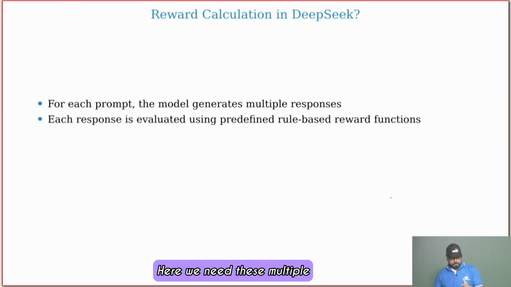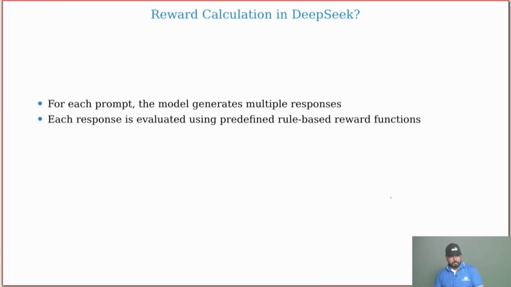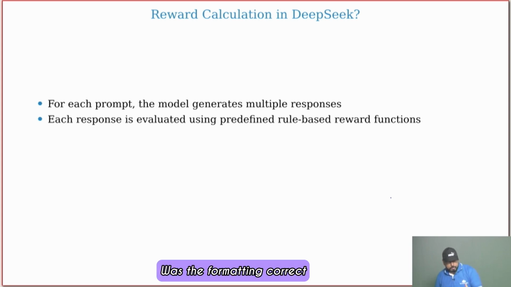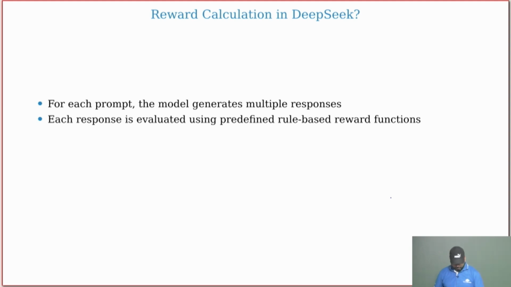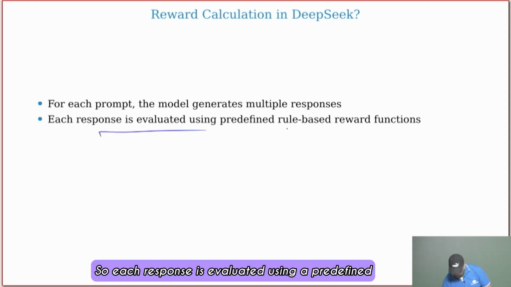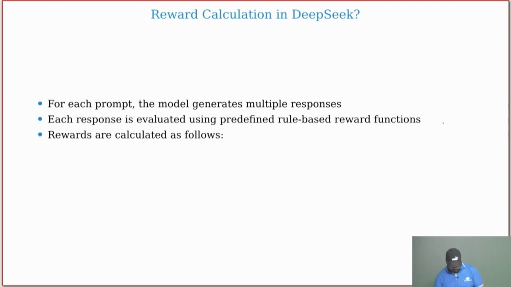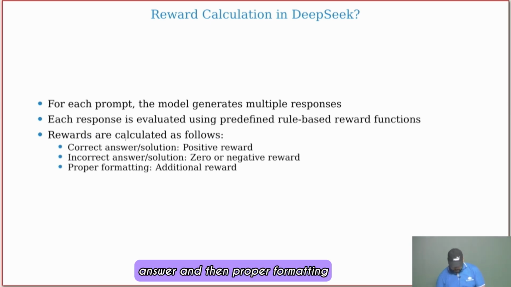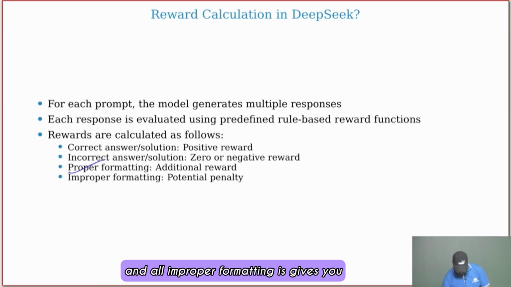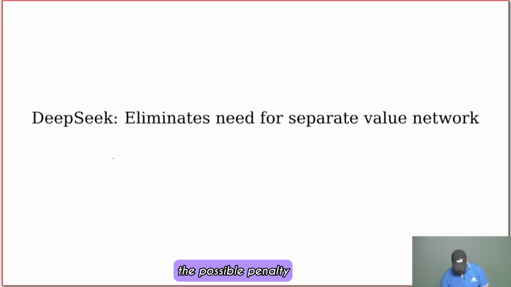here we need these multiple ways to look at the rewards. So here the rewards are in multiple forms. What was the final answer? Was the formatting correct? Did it go through some thinking steps one by one, and so on. Right? So each response is evaluated using a predefined rule-based reward, and rewards are calculated as follows. As I said, correct or incorrect answer, and then proper formatting and all. Improper formatting gives you a possible penalty.